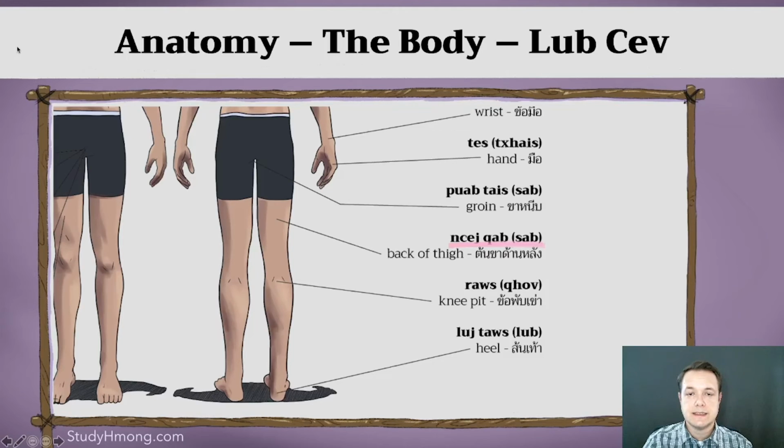The back of the thigh is called nje ka. Classifier is sha. Then for the part of your leg that's exactly the opposite of your knee, so that back part of your leg where the bend is, that is called zhe, and the classifier is ko. And then finally, lu tao. Classifier lu is the heel of the foot.